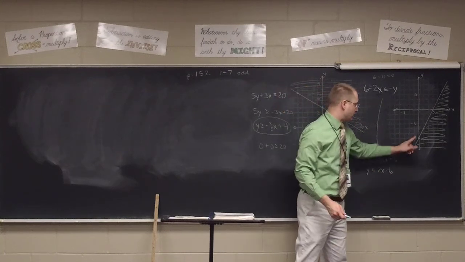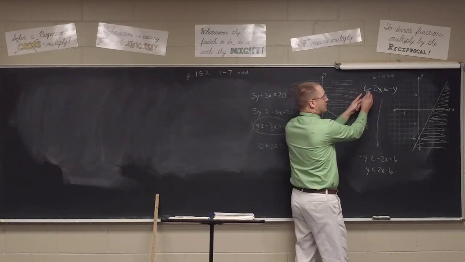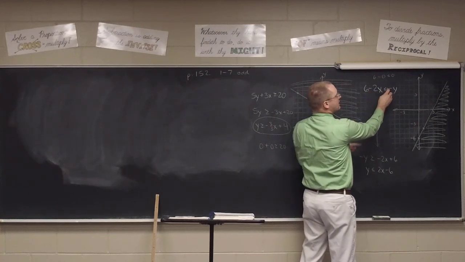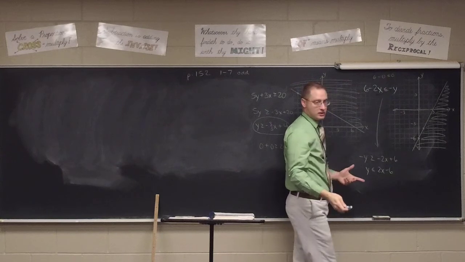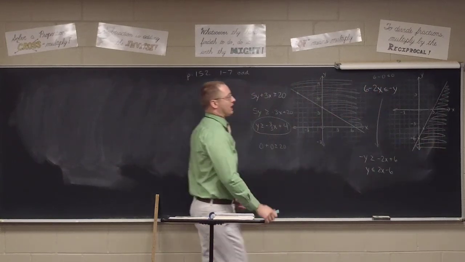So I got my y-intercept of negative 6, rise 2, run 1, connected with another solid line. But back up here, 6 minus 0 is less than or equal to 0. Well, again, it's a lie. So all 4 of these, it was a lie. So I shaded the other side of the line.